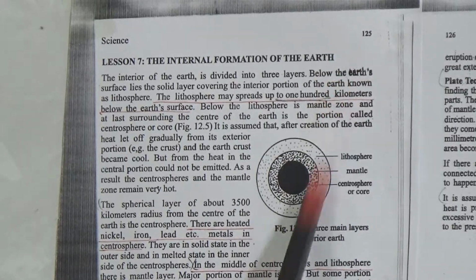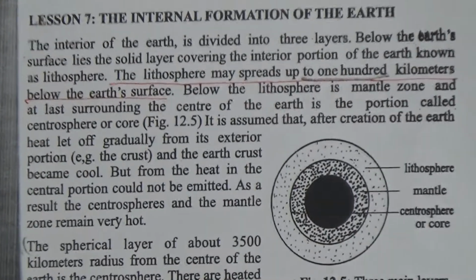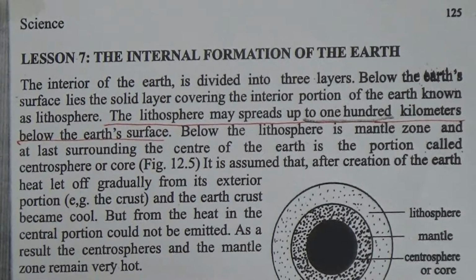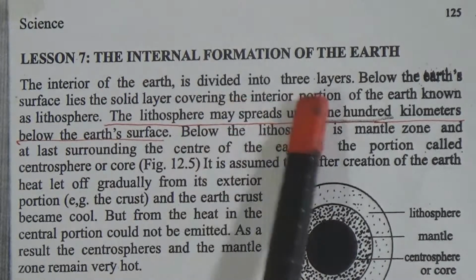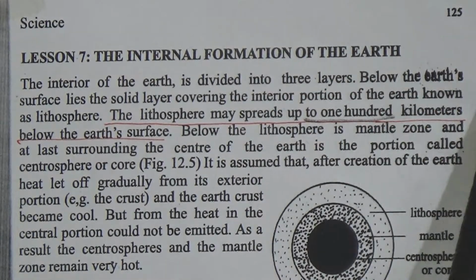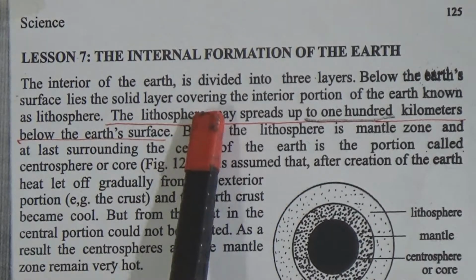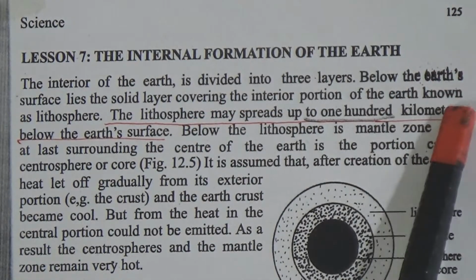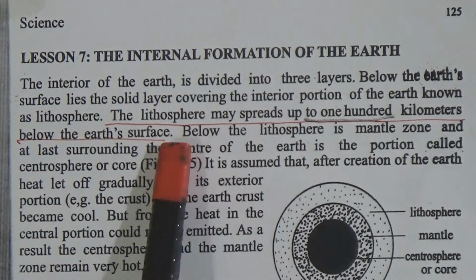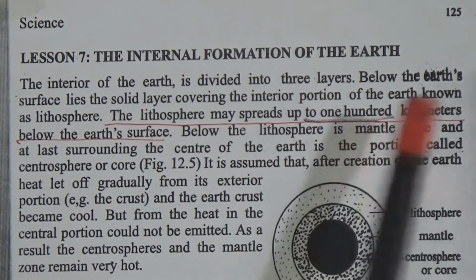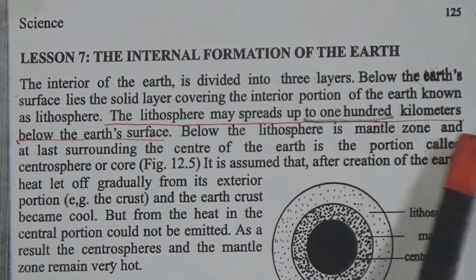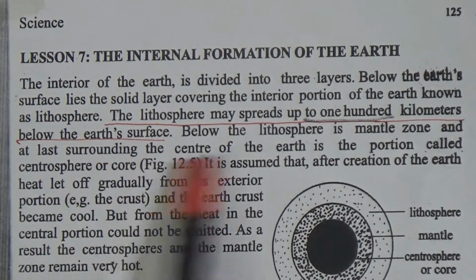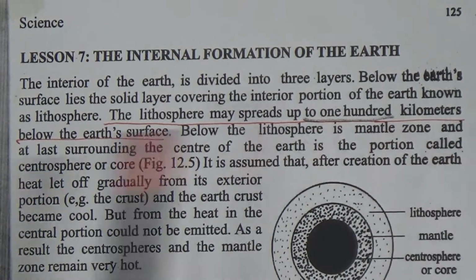Lesson number 7. The internal formation of the earth. Internal formation means how the earth is created. What is inside of the earth. The interior of the earth is divided into 3 layers. Below the earth's surface lies the solid layer covering the interior portion of the earth known as lithosphere. The lithosphere may spread up to 100 kilometers below the earth's surface. Below the lithosphere is the mantle zone, and at last surrounding the center of the earth is the portion called centrosphere or core.